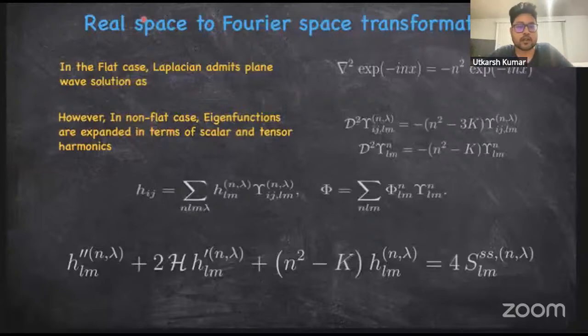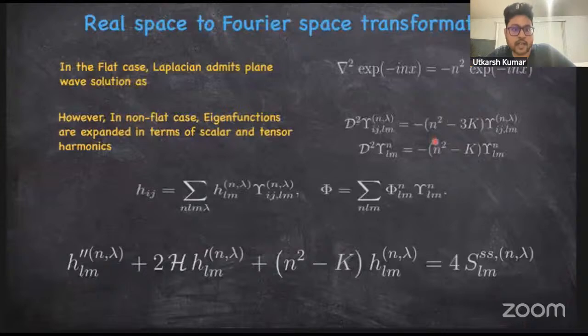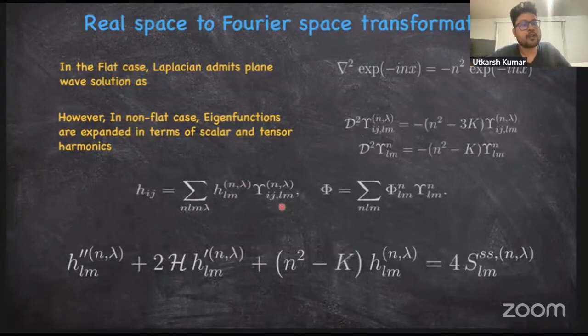So for the tensor harmonics, the eigenvalue is n squared minus 3k, while for the scalar harmonics, the eigenvalue becomes n squared minus k. As we see, the role of the spatial geometry comes into the picture even at the Fourier mode level. So now we have to expand the tensor and scalar perturbations using their corresponding scalar and tensor harmonics as follows.